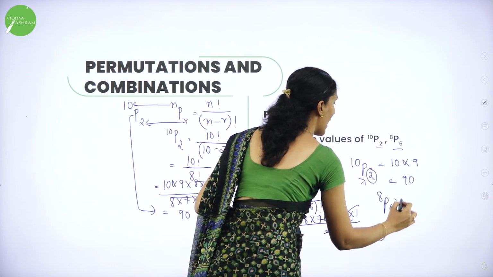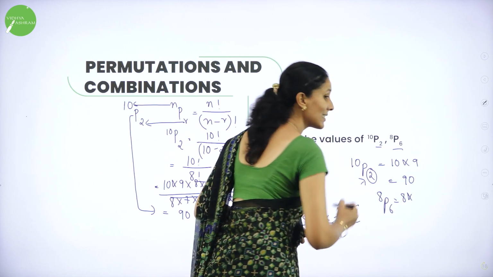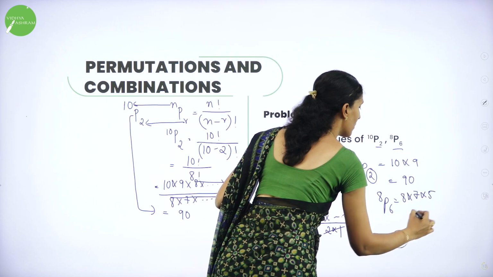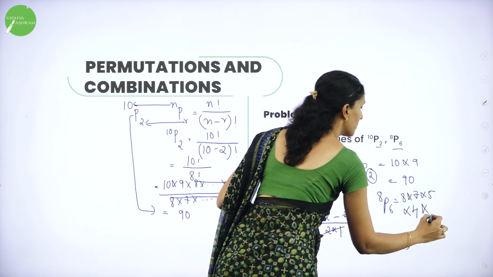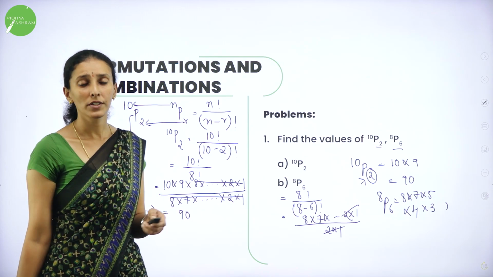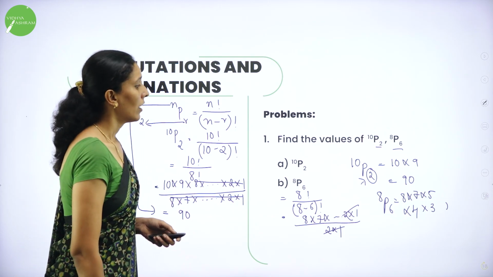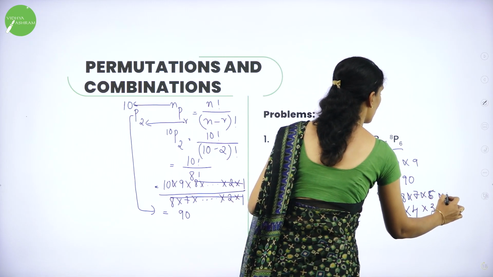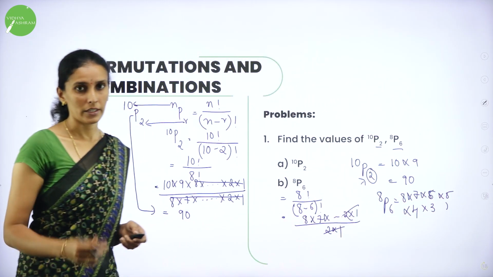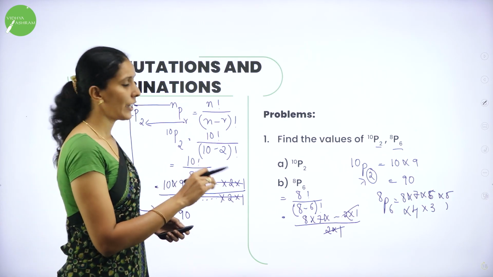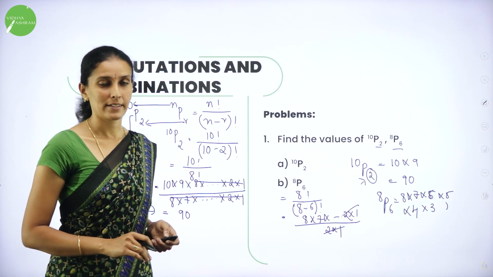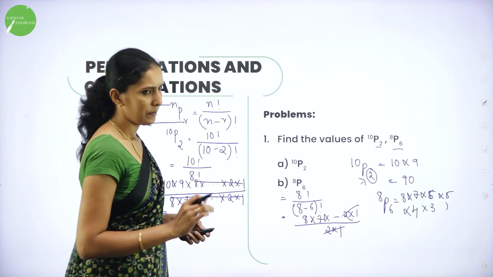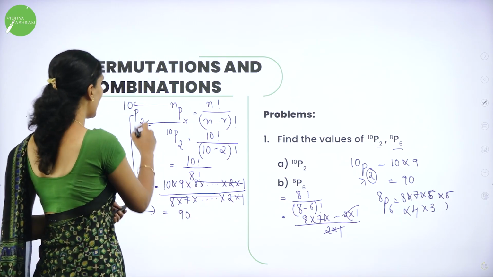So simply you can write 8P6 as 8 into, write the 6 factors from 8: 8, 7, 6, 5, 4, 3. So multiplying all those numbers, 8 into 7 into 6 into 5 into 4 into 3, you will get the value for 8P6. Okay. So this is how we will calculate 10P2 or 8P6. Any such number can be calculated when N and R are given.